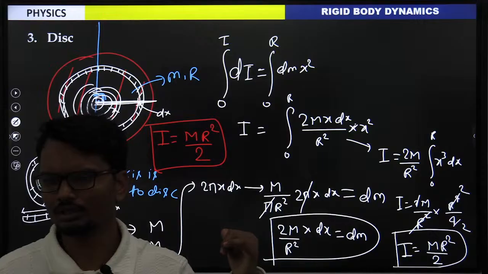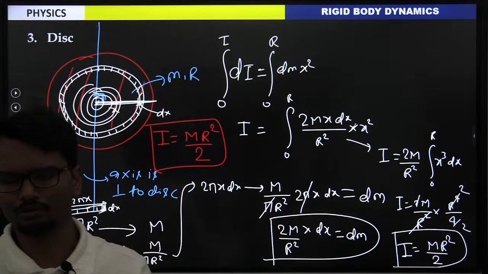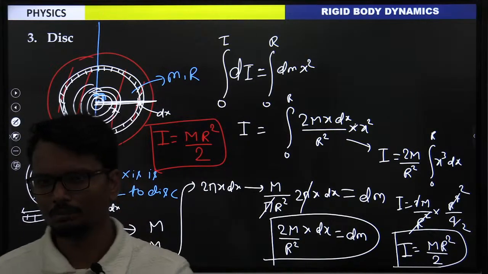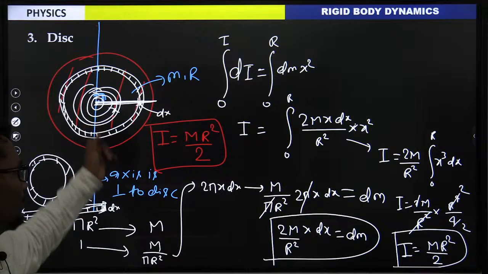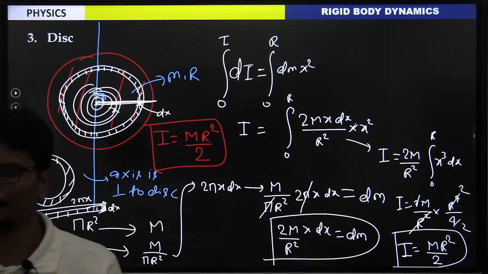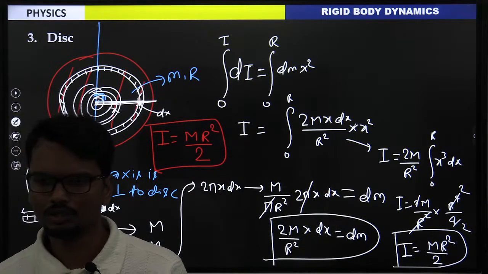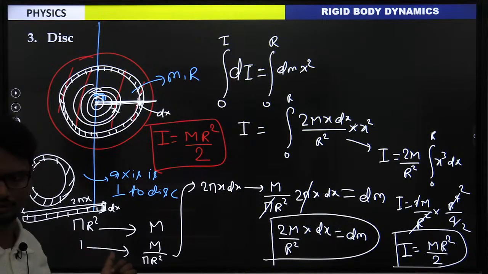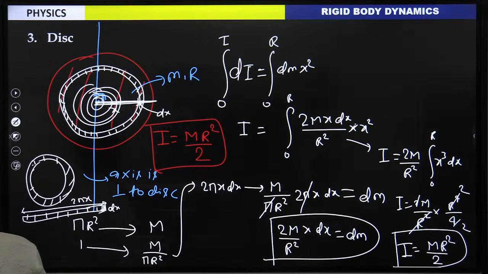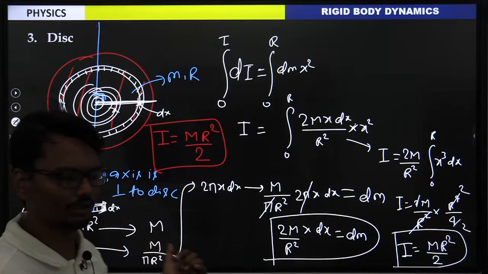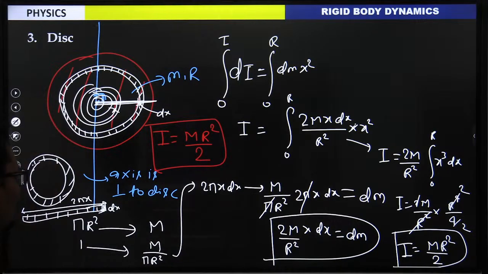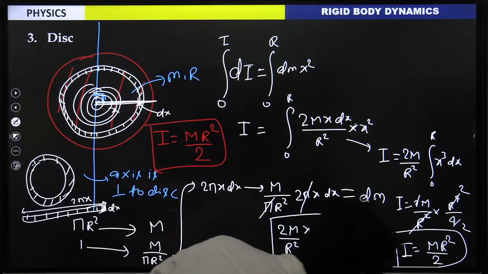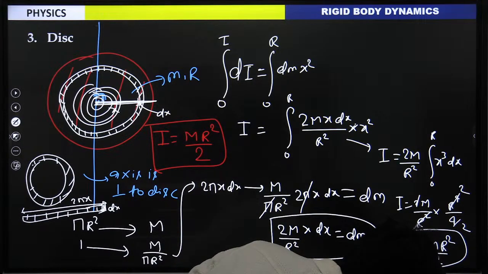Moment of inertia of the ring from the center, perpendicular to the ring, is mr square. Moment of inertia of the disc passing through the center is mr square by 2. You should remember all these results, because these results are directly used. Clear? Now I am going to discuss more.